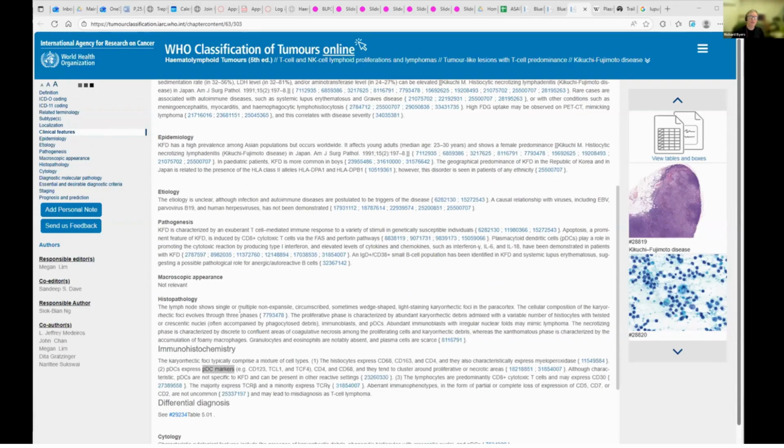So this is Kikuchi's. Lots of karyorrhectic debris, proliferative phase with abundant debris. There's often lots of immunoblasts, and then you can get coagulative necrosis later on. And plasma cells are scarce, though there are plasma cells in this case, actually. Frequently express CD68 and CD163, which we've got, and myeloperoxidase. And CD123 is also positive in the plasmacytoid dendritic cells.